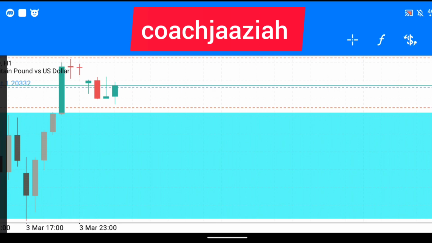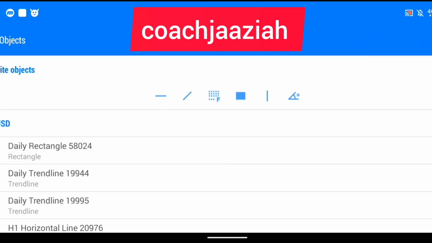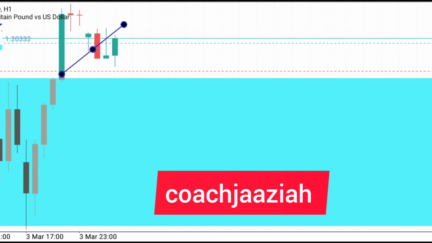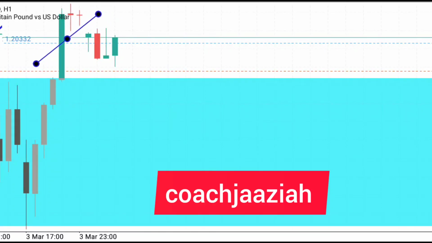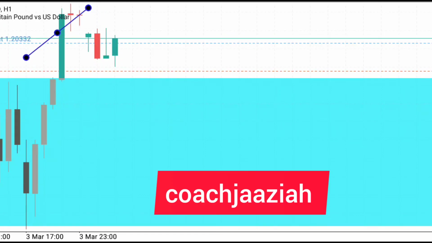Let me show you if you can't see it directly. So I'm going to be using a slant line. So let me draw it. So this space here where I'm moving the trend line, you see that is a gap. So the market closed here, and it now opened down here. So there's a gap in the market.